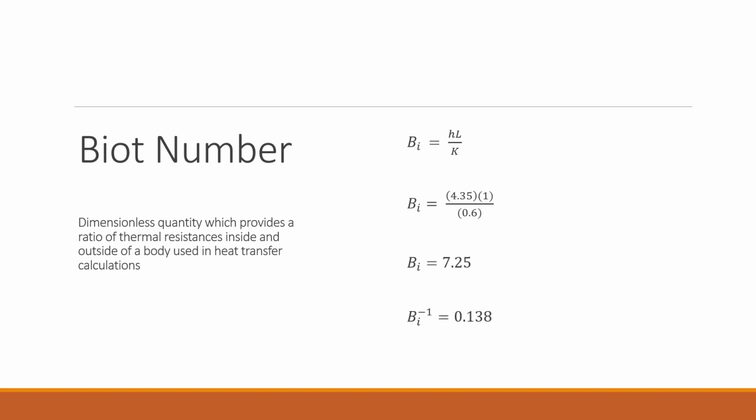Now finally, what we need to use the Heisler charts is the Biot number. The Biot number is a dimensionless quantity which provides a ratio of thermal resistances inside and outside of a body, and it is used for heat transfer calculations. It's hL over k, and we already have all of these quantities, so we can find that it is 7.25 and it has no units as it's a dimensionless quantity. We also need to find the inverse of this to use for the Heisler charts. So the inverse of the Biot number is 0.138.